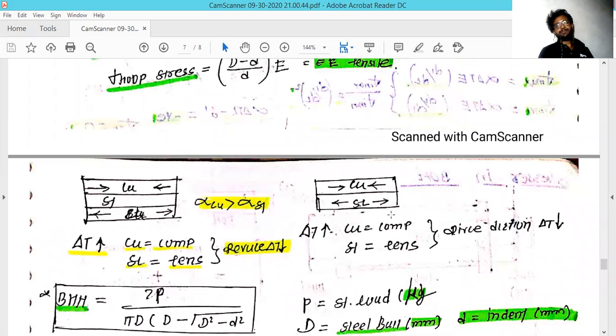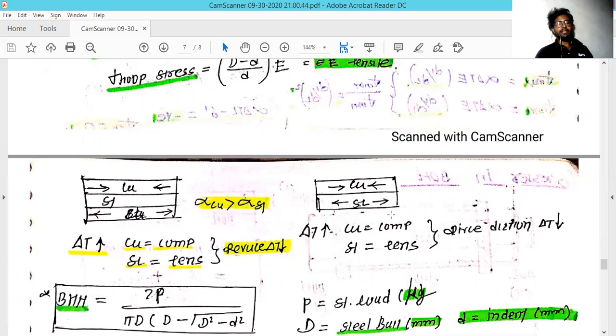In this concept, they used to ask what happens if there is a dissimilar material strip, one copper and another steel, forming a sandwich kind of cross section. If you try to heat this cross section, what will happen? What exactly is the effect on this sandwich cross section when you heat it?